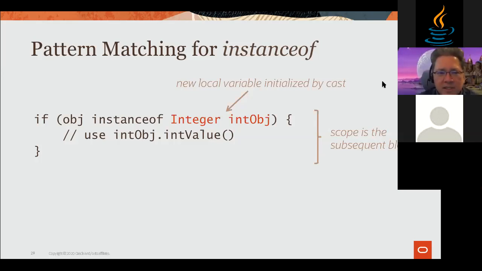There are some interesting and very complicated issues with scoping, but mostly, again, this is do the right thing. If obj is not an instance of Integer, then that variable is out of scope and has no value. But if obj is an instance of Integer, then this new local variable has its scope in the following block of the if statement. Within the block, we know that intObj is an Integer, and we can just go ahead and use one of its methods directly without any casting.